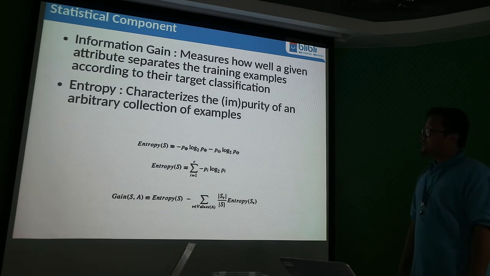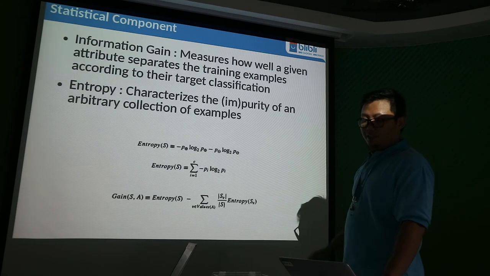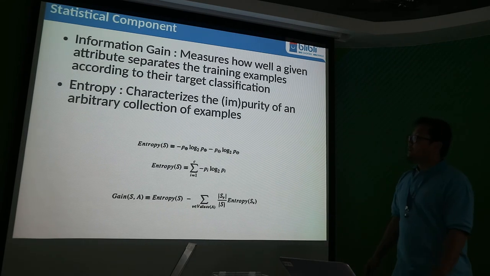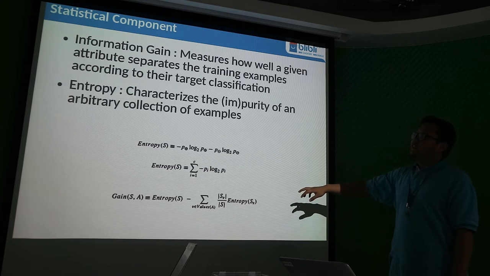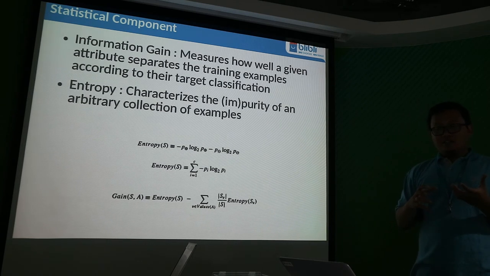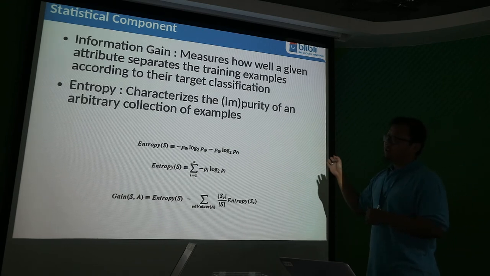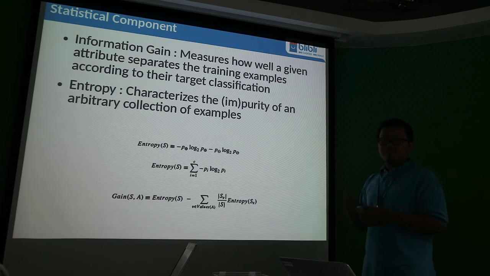What we learn today about decision tree is ID3. We use the first tree, ID3, and the statistics. The statistical components are entropy and gain. Information gain is the parameter to see which attribute can split the data to each label or each class, which attribute has the best contribution to split the data to classify the data.